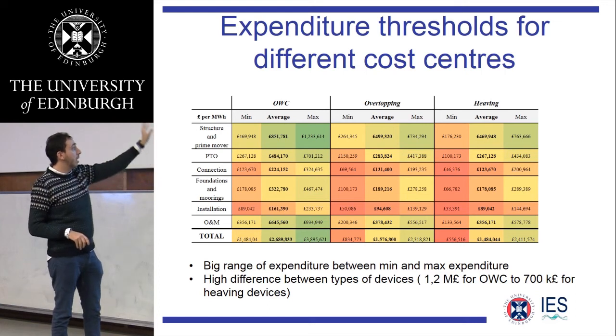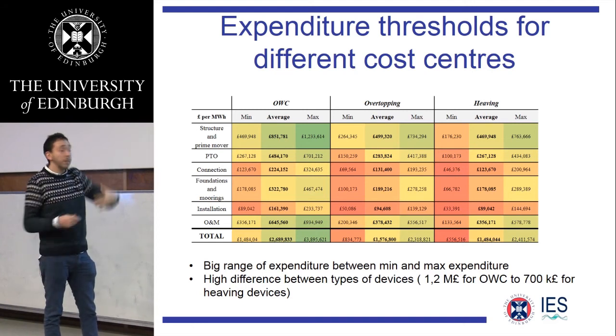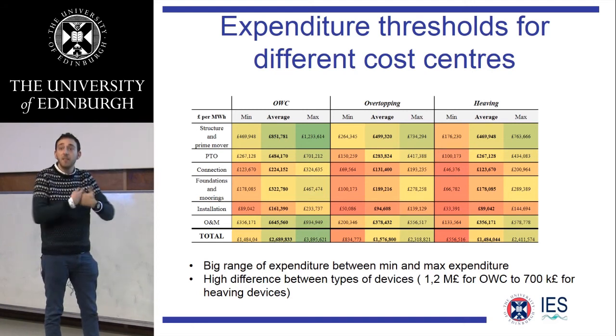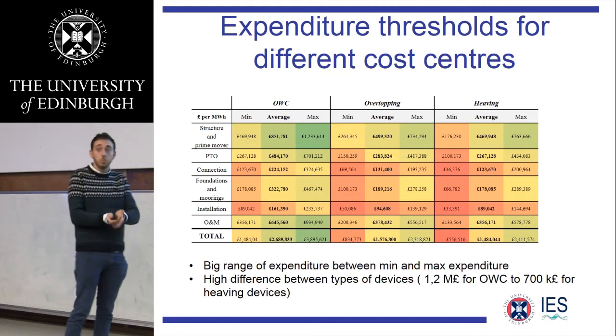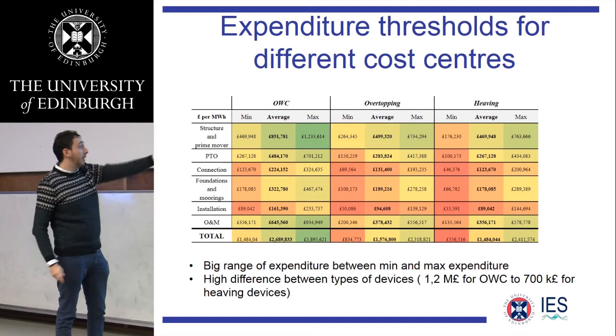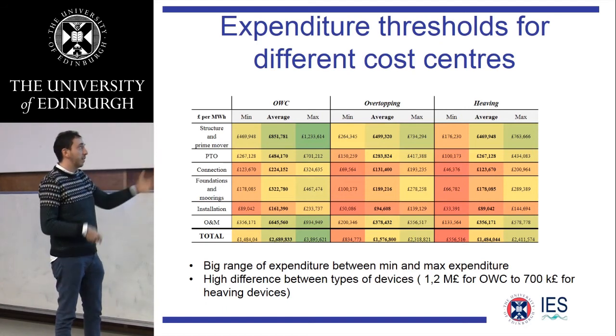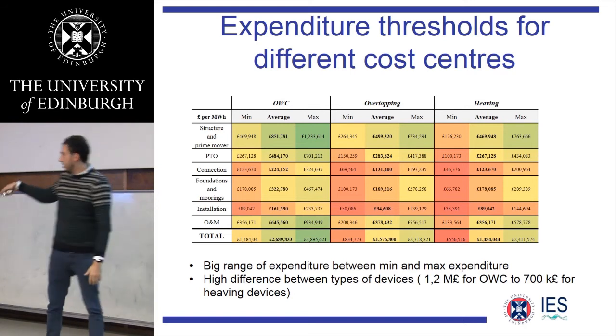For instance, for the oscillating water column, there's 1.2 million pounds. That means the money that you have available to spend in order to meet the target of 15 pence per kilowatt hour, and 700,000 pounds for heaving devices. So there's quite a big range there.